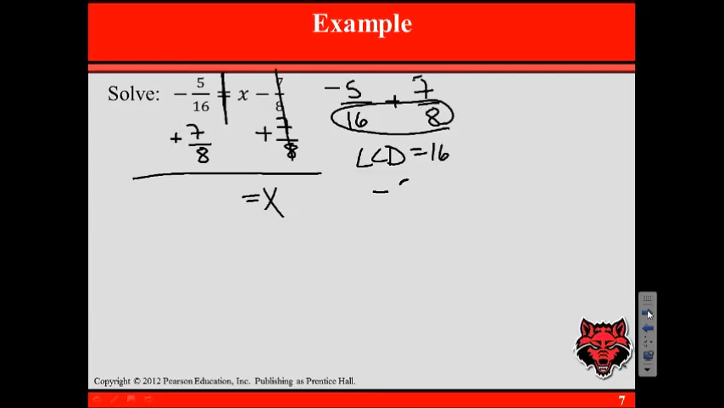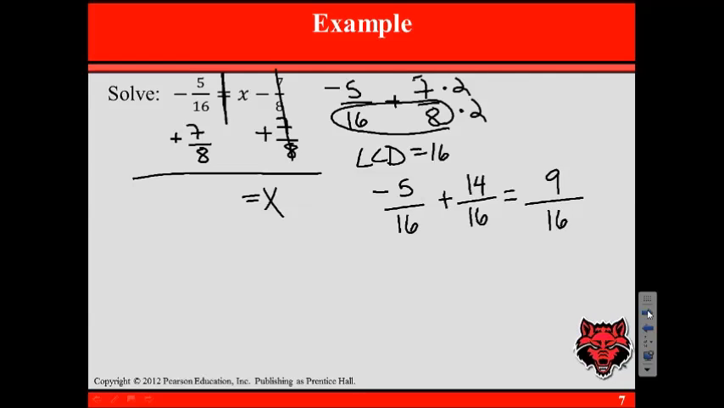So we don't need to change the first fraction at all. We have negative 5/16. The second fraction needs to be rewritten as an equivalent fraction with the denominator of 16. And we find that by multiplying both top and bottom of the original by 2. 8 times 2 is 16. 7 times 2 is 14. And now that we have a common denominator, we write that denominator one time, perform our operation across the top. Negative 5 plus 14 is positive 9.